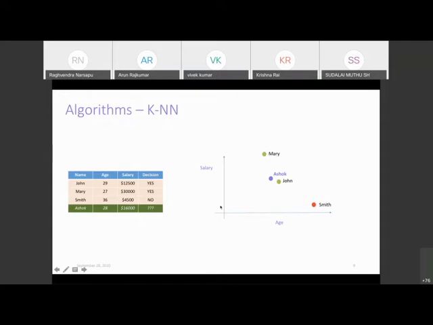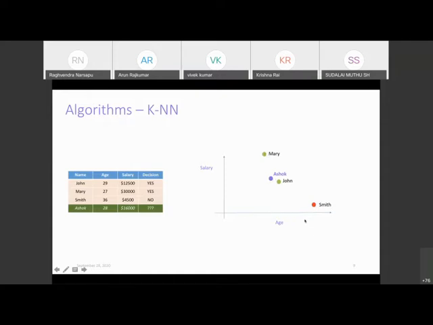So there is an age axis, there is a salary axis, and each person becomes a point in the space. For example, if you look at John, he's 29 years old and he has a salary of some $12,500, whatever it is. On the other hand, Smith, who is older but has less salary, falls somewhere here. Mary is younger but has more salary, falls somewhere here, and here is Ashok.